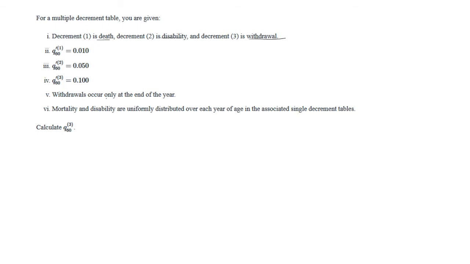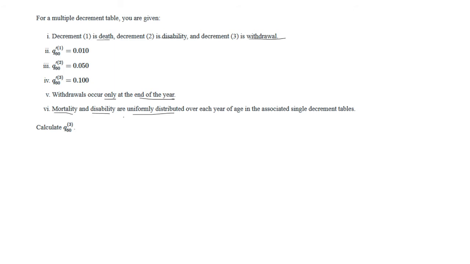Withdrawals occur only at the end of the year. Okay. So decrements 1 and 2 occur throughout the year, but withdrawal only occurs at the end of the year. Mortality and disability are uniformly distributed over each year of age in the associated single decrement table. So keep in mind, only the two decrements are uniformly distributed, not all three. So we can't use any of the associated single decrement formulas for this.